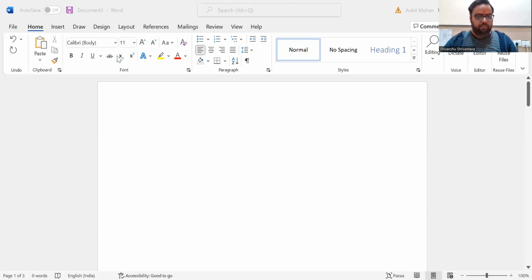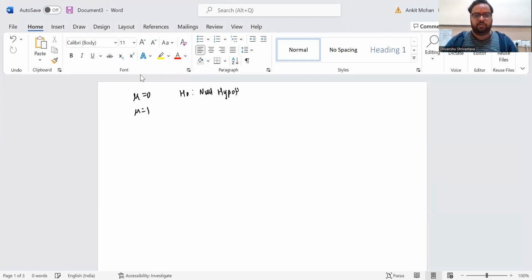So now I'll rewrite the case that we have mentioned here: the mean of the signal Y equal to 0 signifies the hypothesis H0, that is the null hypothesis, and the mean of the signal Y having a value 1 signifies the H1 hypothesis, which is known as the alternate hypothesis.